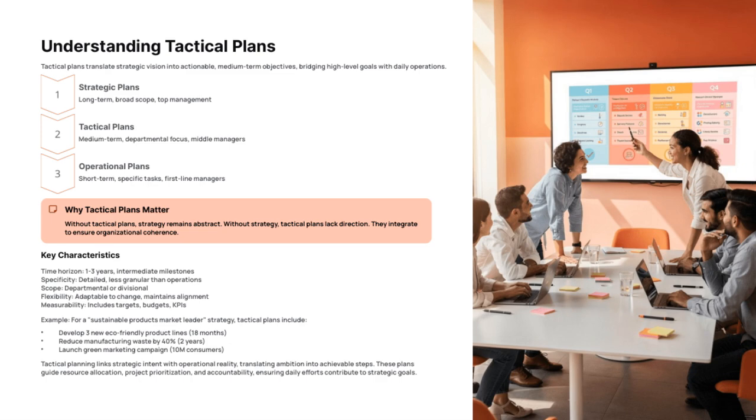What's really important is that tactical plans include measurable targets, budgets, and KPIs, so we can assess progress clearly. Without these plans, our strategy remains too abstract, and without strategy, tactical plans lack direction. They are essential because they ensure that all parts of the organization are aligned and working toward common goals.